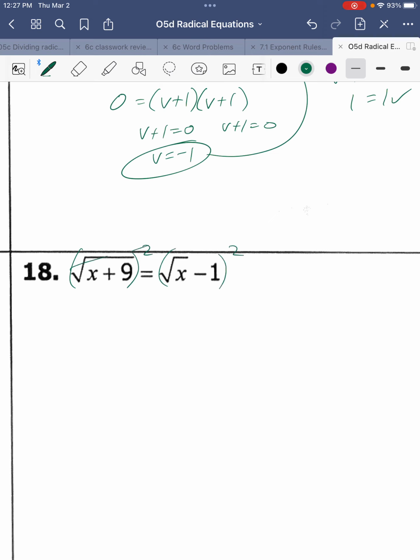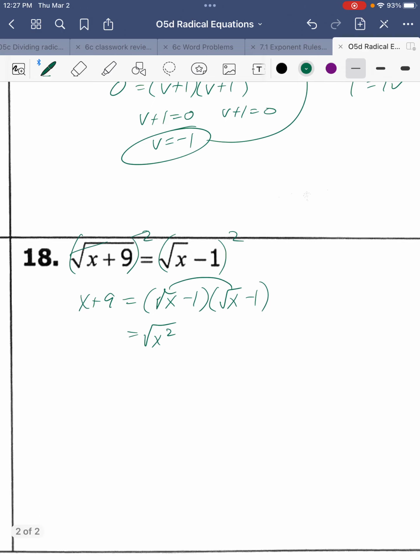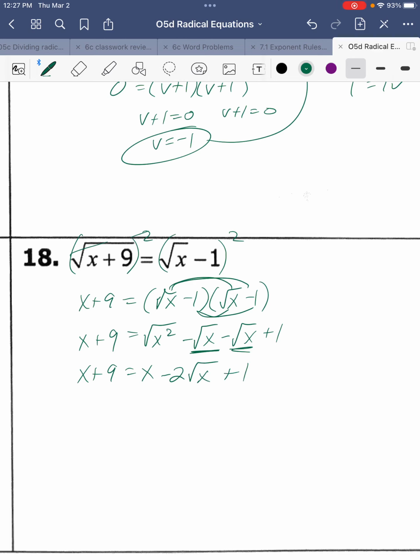18, we have squaring this quadratic, or squaring. So we have square root of x minus 1 times the square root of x minus 1, and let's multiply that out. Square root of x times the square root of x is the square root of x squared, which is going to end up being x. We have a negative square root of x, another negative square root of x, and a plus 1. We have like terms, so that's negative 2 square root of x plus 1.